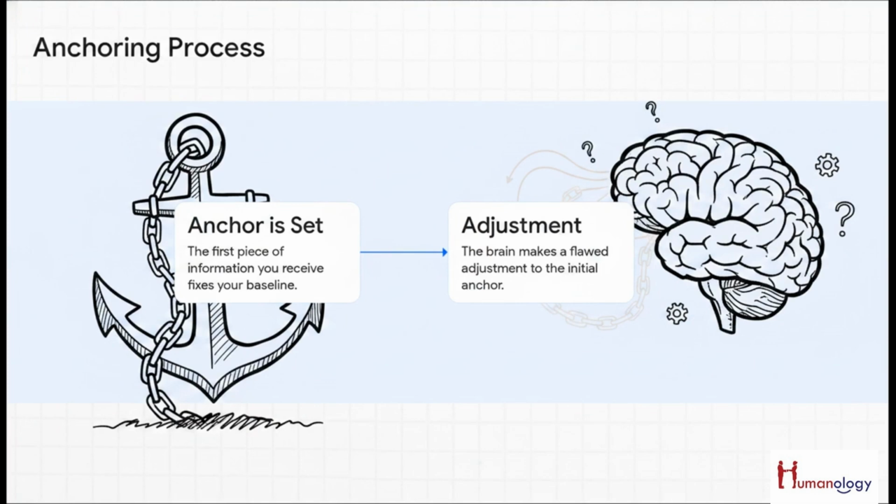Let's move to this and see how it builds, step by step. Step 1, the anchor is set. The very first piece of information you receive about a risk acts as an anchor. It drops down and fixes your baseline perception right in place. Imagine you're out looking to buy a used car and the dealer lists it at, say, $20,000. Boom, that is your anchor.